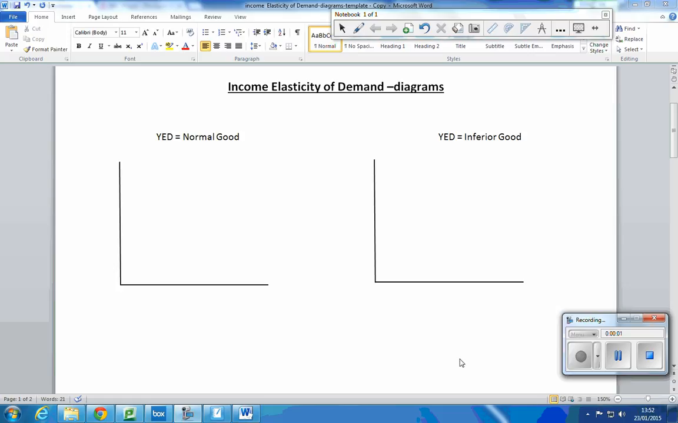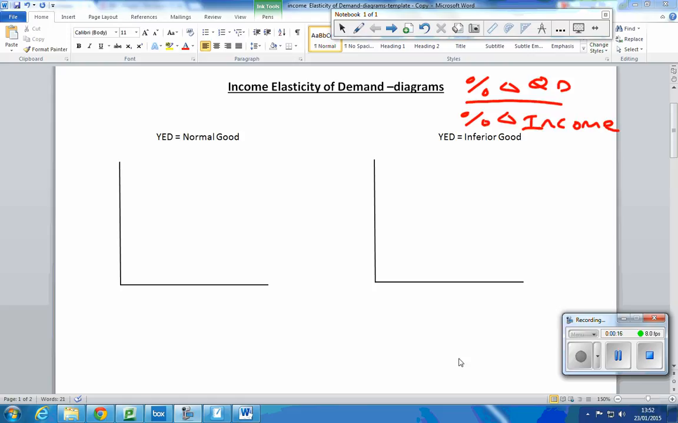Just going to go through the diagrams for income elasticity of demand. But again, it's worthwhile reminding ourselves of the formula: percentage change in quantity demand divided by percentage change in income. Now we're going to call income the letter Y. So percentage change in quantity demand divided by percentage change in Y.